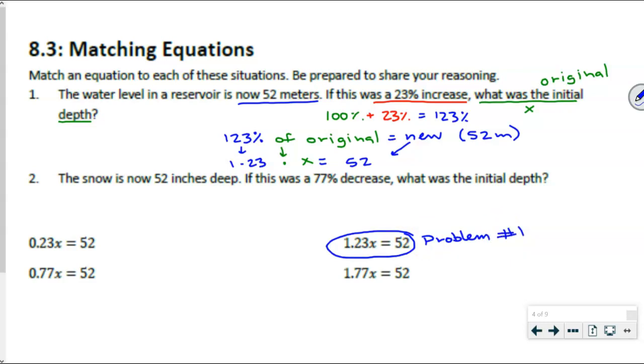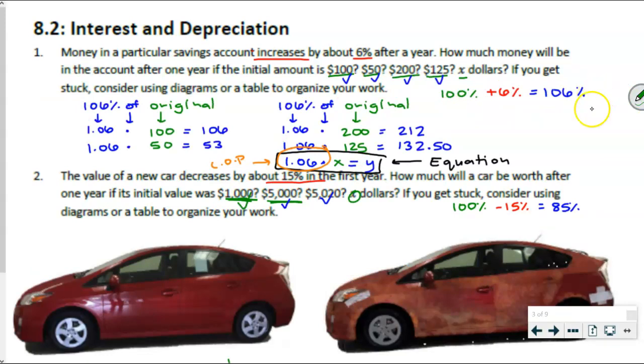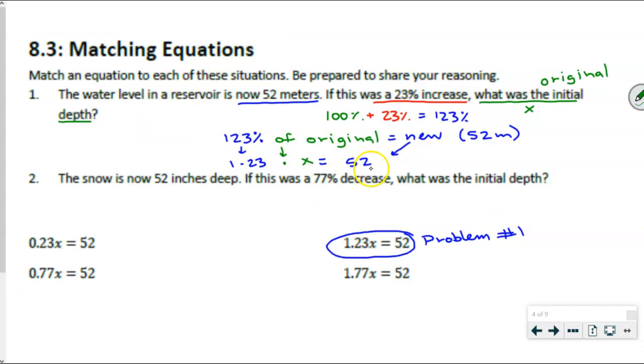Here's what I want you to recognize. This is something that my other class struggled with, and I don't want you to have the same struggle. All of these problems up until now, we've known the starting amount, and we use it to find the end amount. In this problem, I know the end amount. That doesn't mean I start with the end amount. It means I still end with the end amount, and I have to work backwards to try and find that new amount. Okay, our process doesn't change.